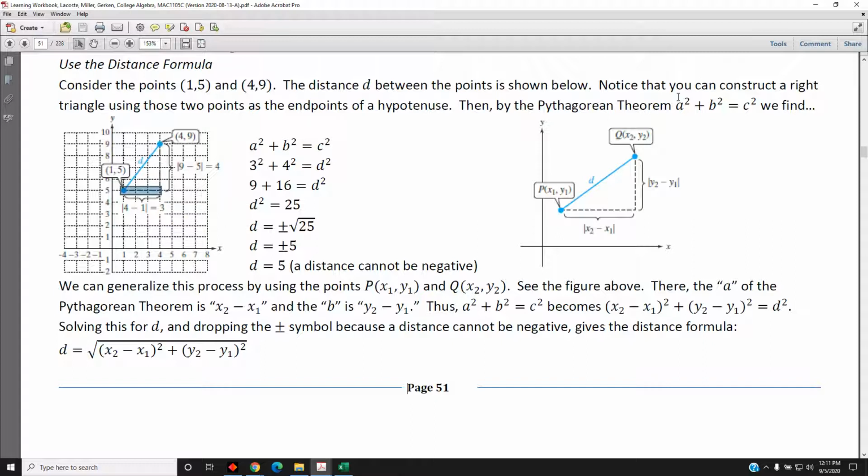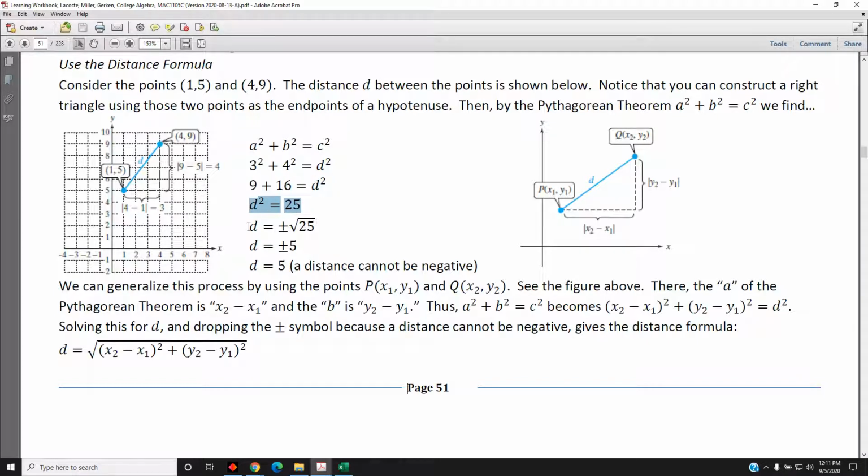So by the Pythagorean theorem, a squared plus b squared equals c squared, we plug in and we have 3 squared plus 4 squared equals d squared. 3 squared is 9, 4 squared is 16. So 9 plus 16 equals d squared. Of course, 9 plus 16 is 25. So now I have d squared equals 25.